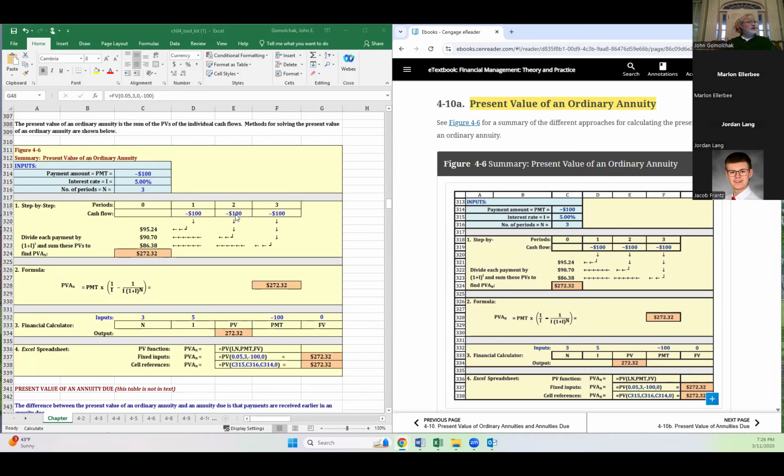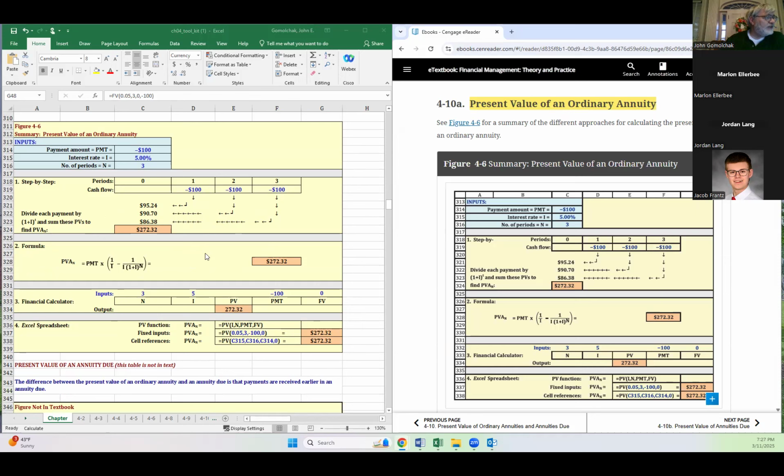Period 2, it's going to have 2 periods that it gets adjusted. So it's going to have a reduced value of down to $90.70. The third one needs to be discounted for 3 periods. It's only worth $86.38 for a total of $272.32.